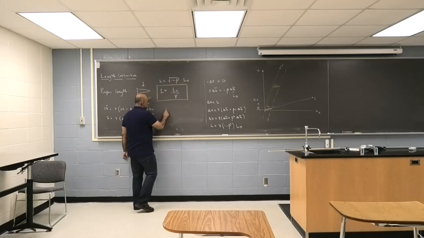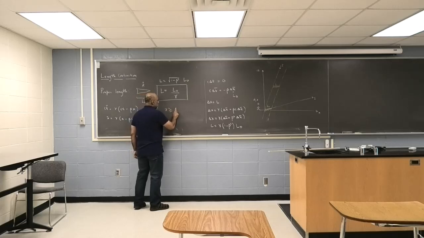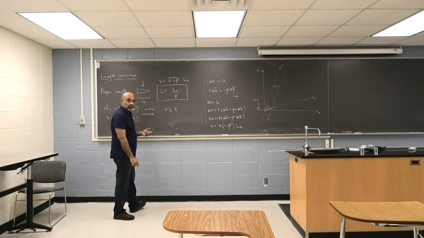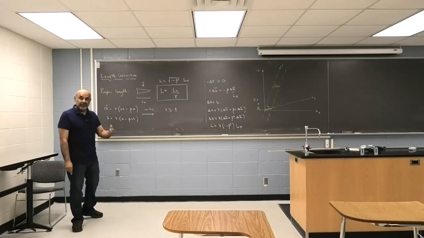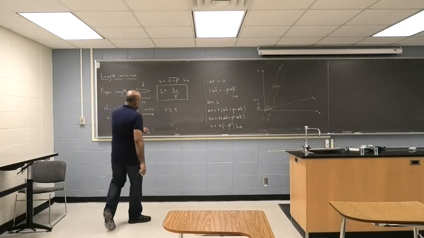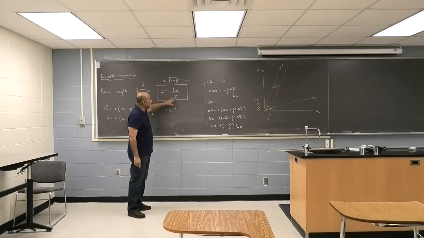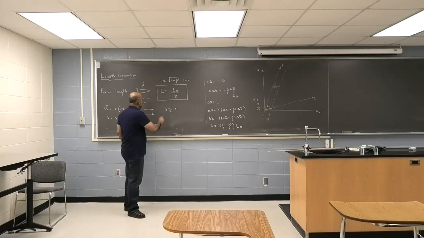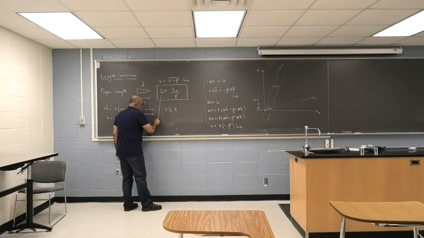Remember, gamma is greater than or equal to 1. When v equals 0, gamma is 1. When v is non-zero, gamma is greater than 1. So you're taking the proper length and dividing it by a number larger than 1, so you get a smaller number. Hence, length contraction.